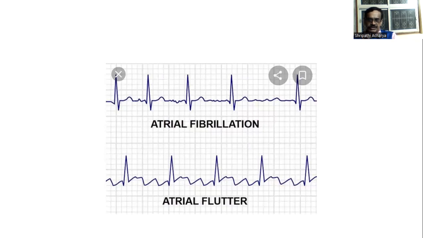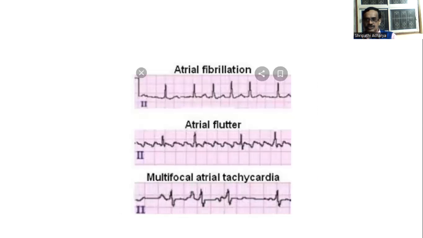So, atrial fibrillation and atrial flutter. In atrial fibrillation, the big capital F waves are the wavy pattern of the baseline. The atrial rate would be between 400 and 600 per minute. In atrial flutter, there are sawtooth-like P waves, and the atrial rate is 300 to 400. Atrial fibrillation, atrial flutter, and multifocal atrial tachycardia.